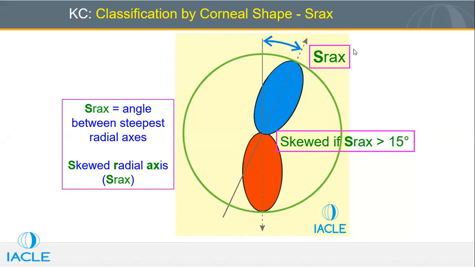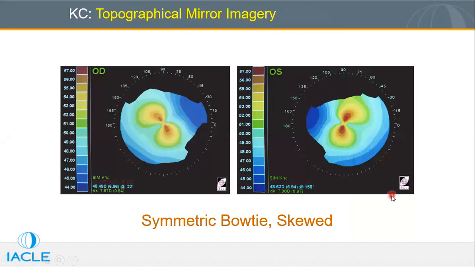So going further, here we are seeing the right eye and the left eye. What kind of astigmatism are we seeing here in the right and left eye? What kind of pattern is it?